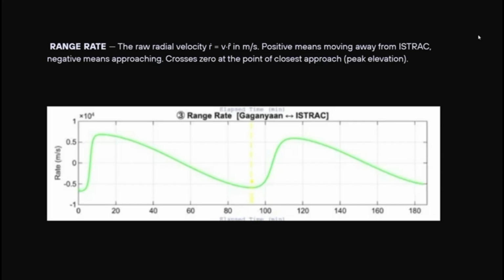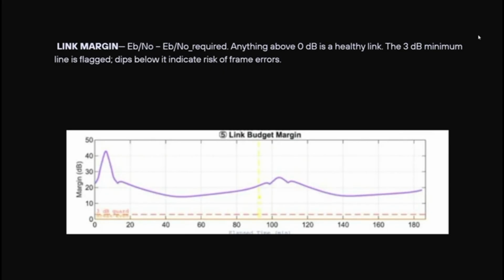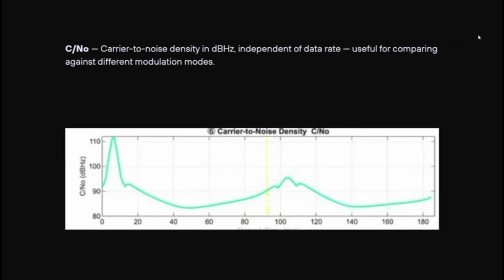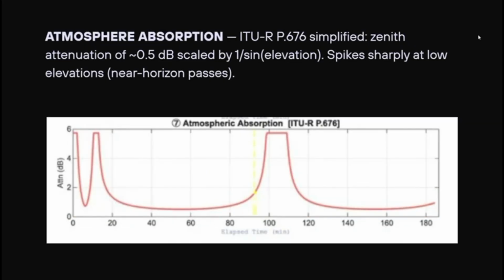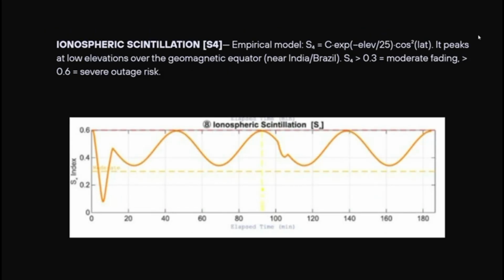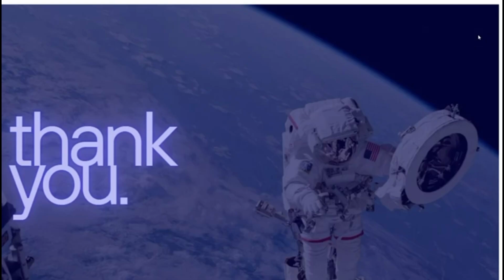And here are the separate graphs for each analyzed parameter. So overall, our project not only simulates the communication network of Gaganyaan, but also analyzes how different real-world factors affect communication reliability during the mission.